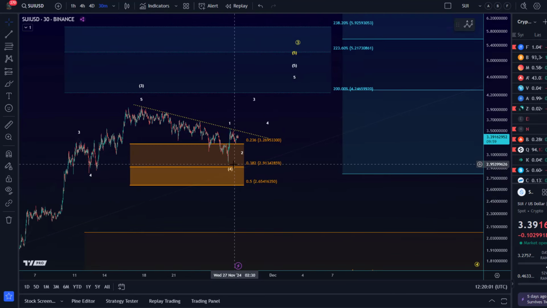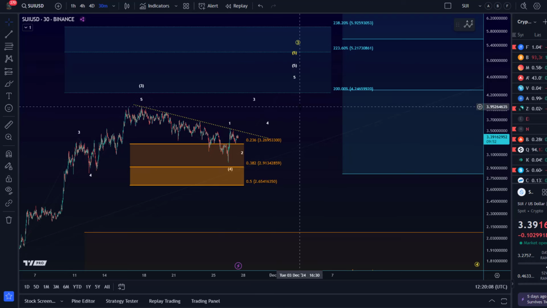SUI is still holding the swing low from yesterday. That is potentially promising because we talked about a potentially unfolding fifth wave to the upside, one more high in this larger degree third wave.